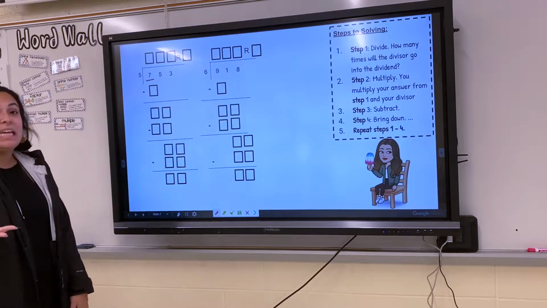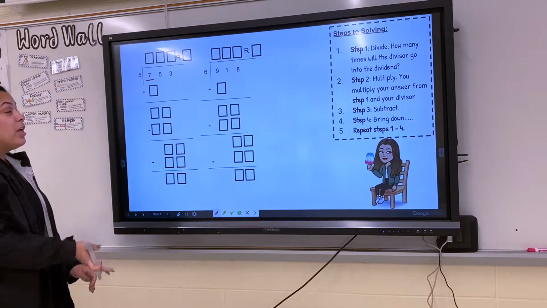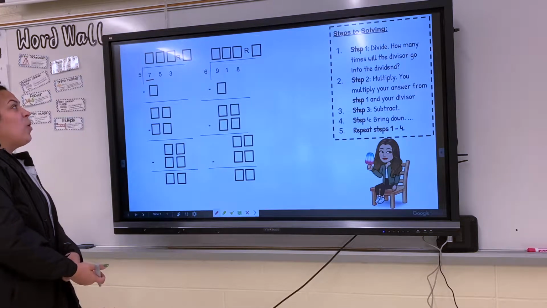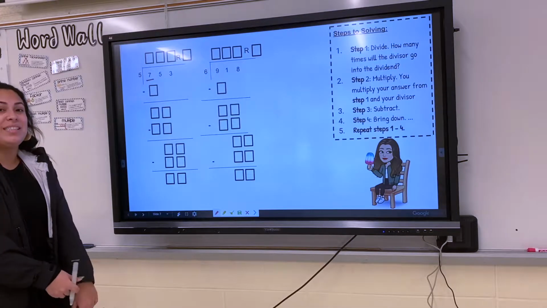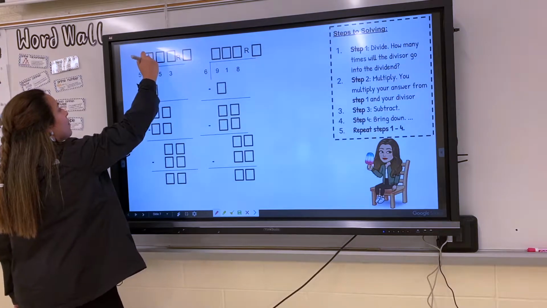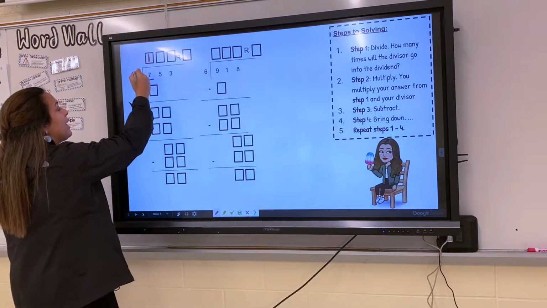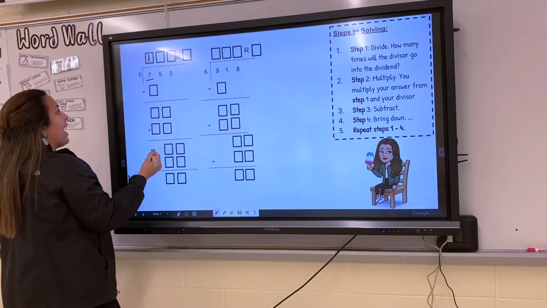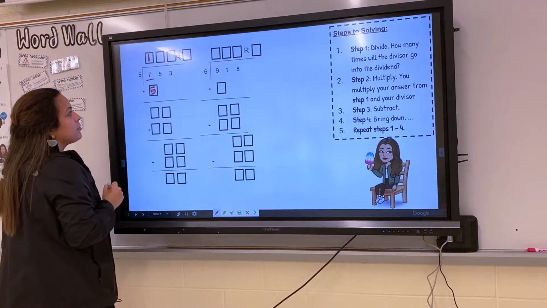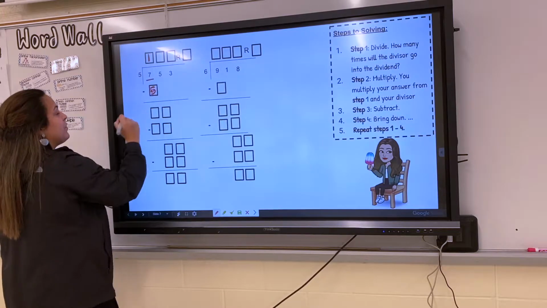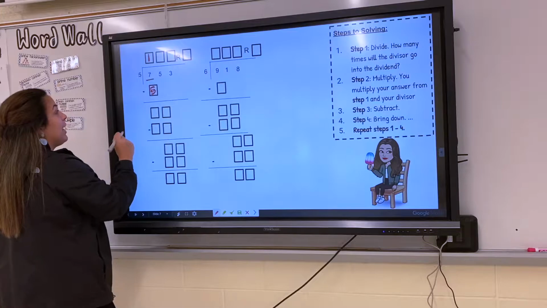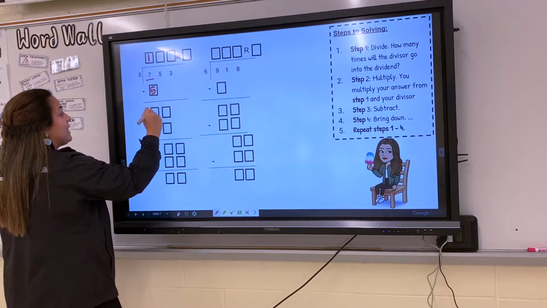So 7 is larger than 5, and I know my math facts pretty well, so I think 5 can only go into 7 one time. I'm going to put 1 at the top because 1 times 5 is 5. I'm going to put 5 underneath. Our next step is to subtract after we multiply: 7 minus 5 is 2.